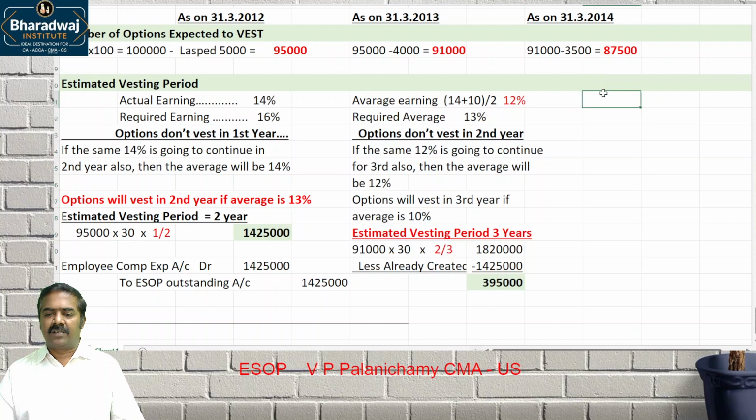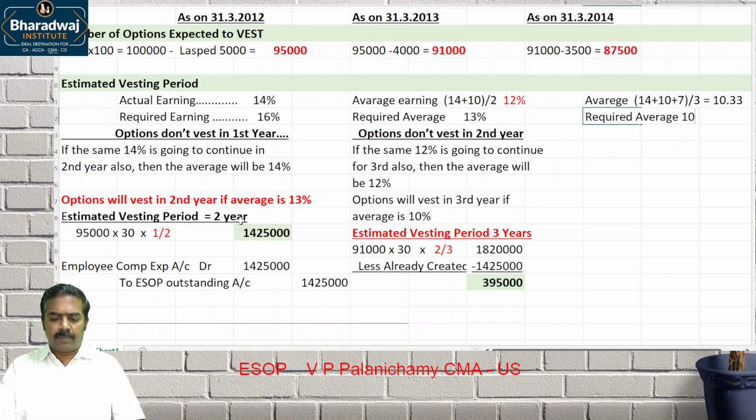Next, wait, third year. What is the average earning? First year 14 plus 10 plus 7, divided by 3. What is the average earning? 10.33. What is the required average? 10%. Yes. Options vest in which year? Third year.